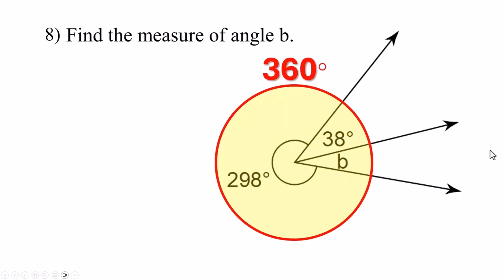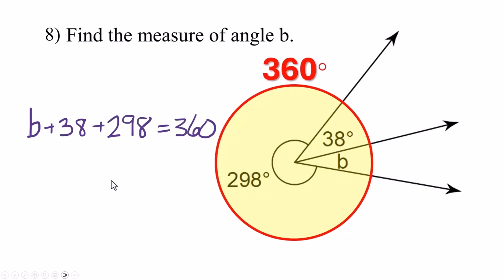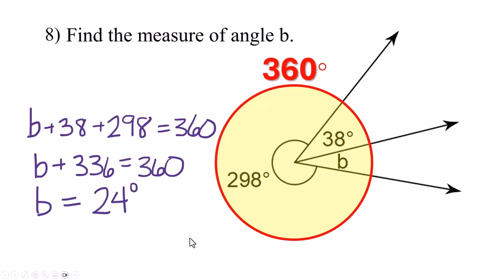So B plus 38 plus the 298 is supposed to equal 360. So let's combine these two numbers on this side. B plus 336 equals 360. Subtract the 336 from both sides, and we get 24, and that is the correct answer.